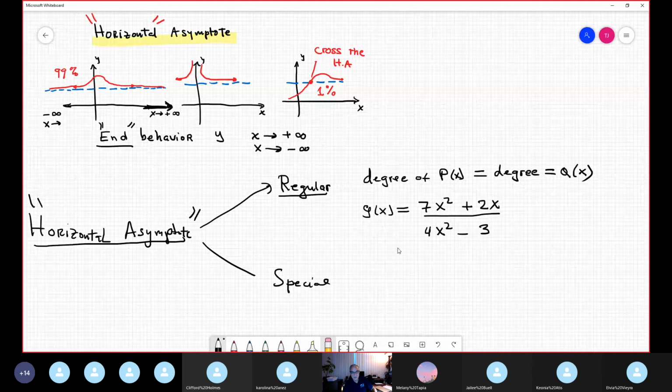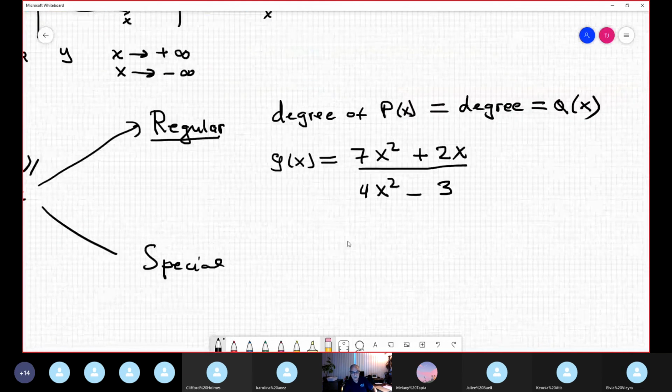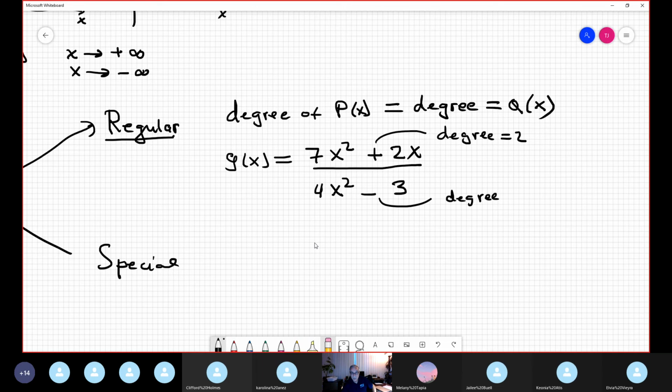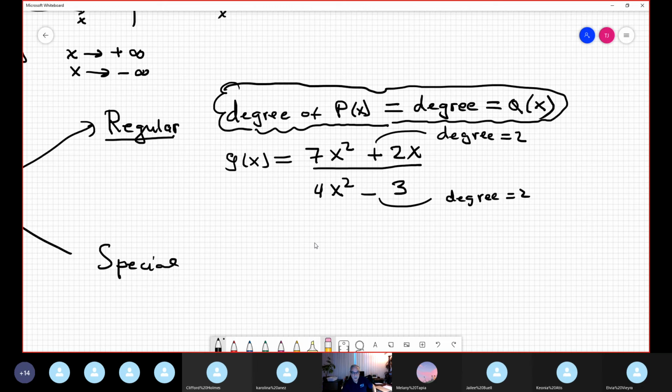Okay. The professor gave me this rational function, and the question says, do we have or do we have no horizontal asymptote? And okay. I saw that the degree of this polynomial is 2. And the degree of this polynomial is also 2. And the professor says that when the degree is the same, we have. So the conclusion is we have horizontal asymptote. But I want to explain more. I want to explain why.